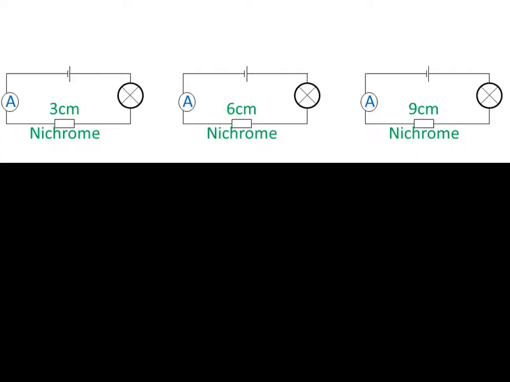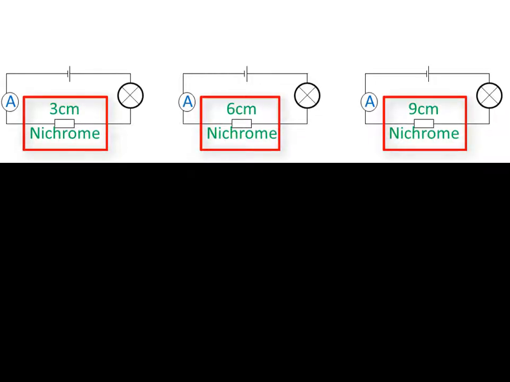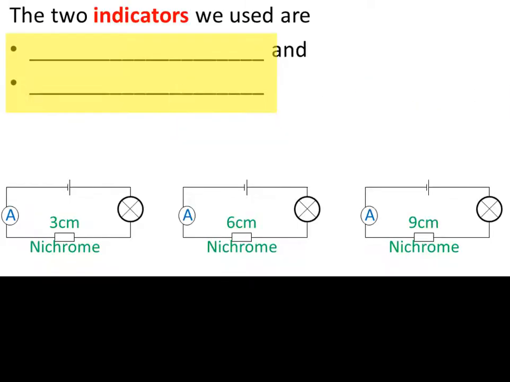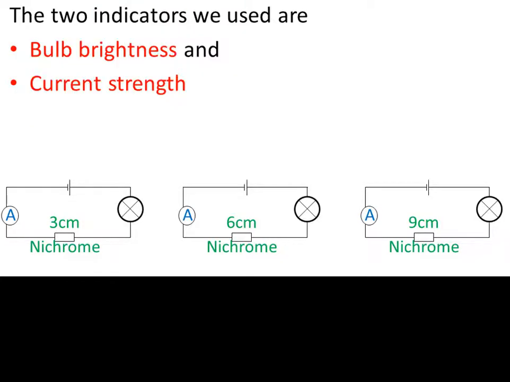These are the circuits we're going to use in one of the investigations. You can see that in each circuit we have a resistor, and we need something to indicate to us how resistant that resistor is. So what do we have in the circuits that are going to do that for us? Notice that each circuit has a bulb. Why is it there? And each circuit has an ammeter. Why is it there?